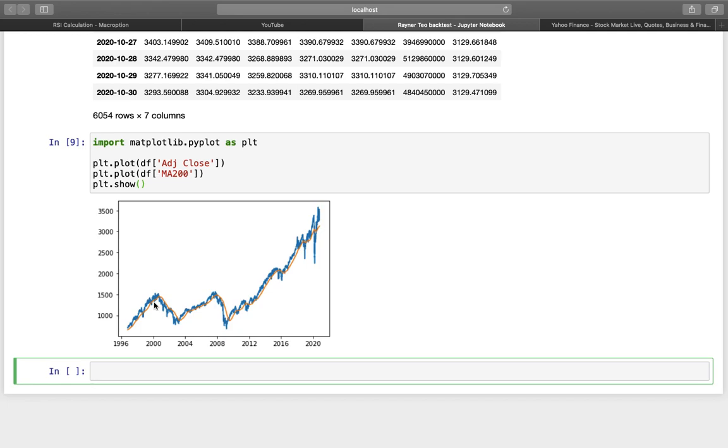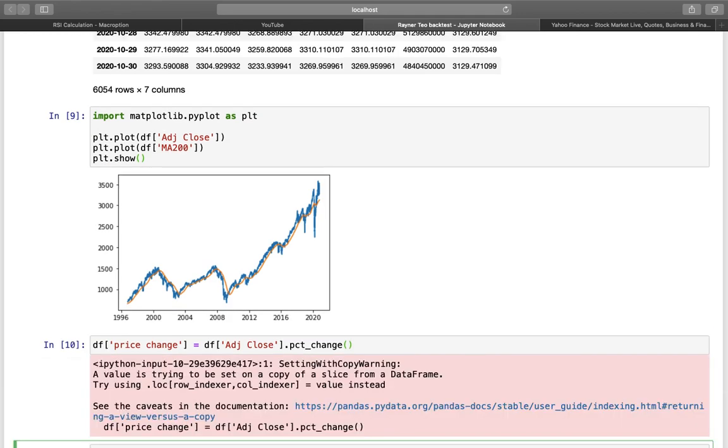Okay, let's move ahead. The next step would be to get the daily returns, so that we can see the change between two trading days. Luckily, Pandas has a function to do that for us, so I'm just creating a new column here and calling that price change. We define that as the df adjusted close and use the pct_change function for that. So let's execute that.